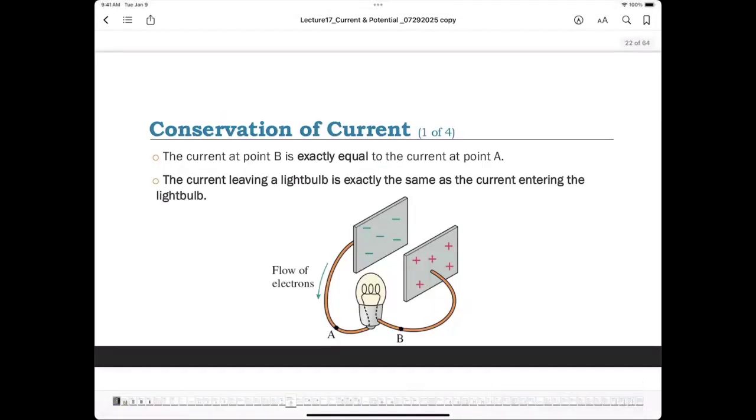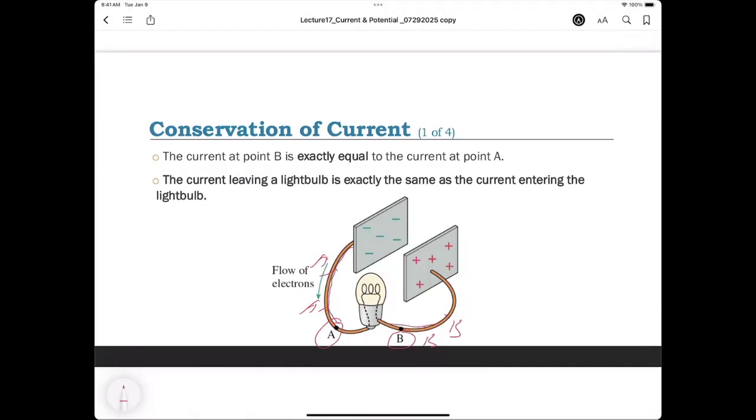Okay, let's talk about the conservation of current. You can see the current at point B is exactly equal to the current at point A. No matter where B is or where A is, the current in this whole wire, in this wire and this wire, is exactly equal.